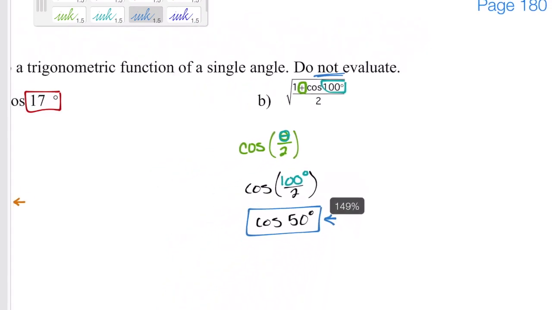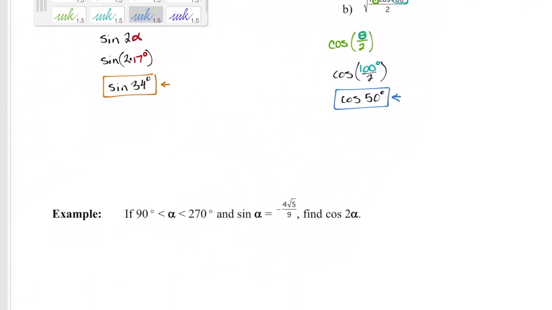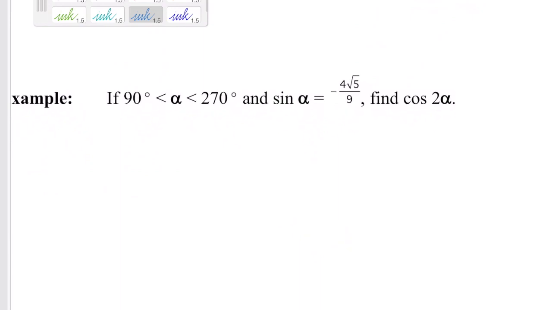And then we're looking at my last question. So my last question, they're telling me that my angle is in between 90 and 270 degrees, which means I'm either in the second or third quadrant. And they tell me that sine of my angle is negative 4 times square root 5 all over 9. Sounds really gross. And they want us to find cosine of the double angle.